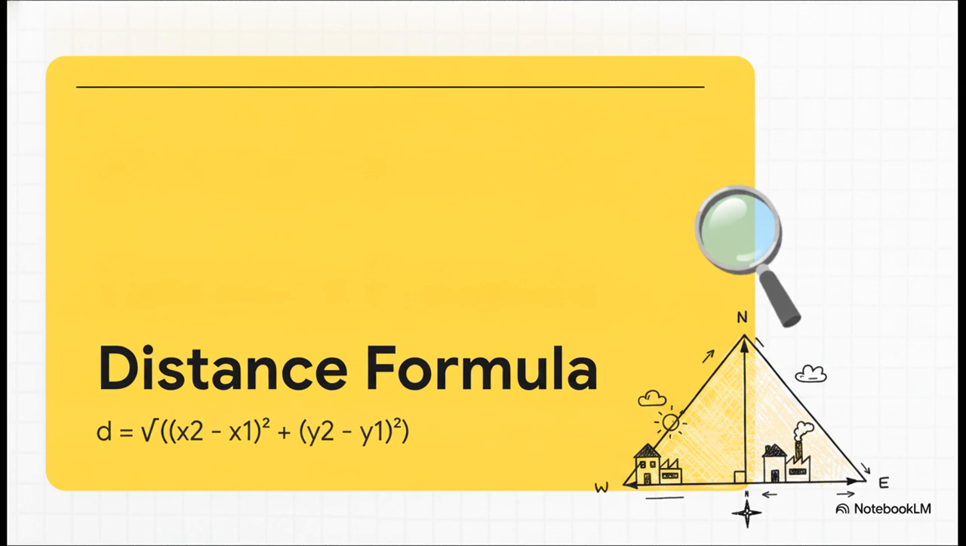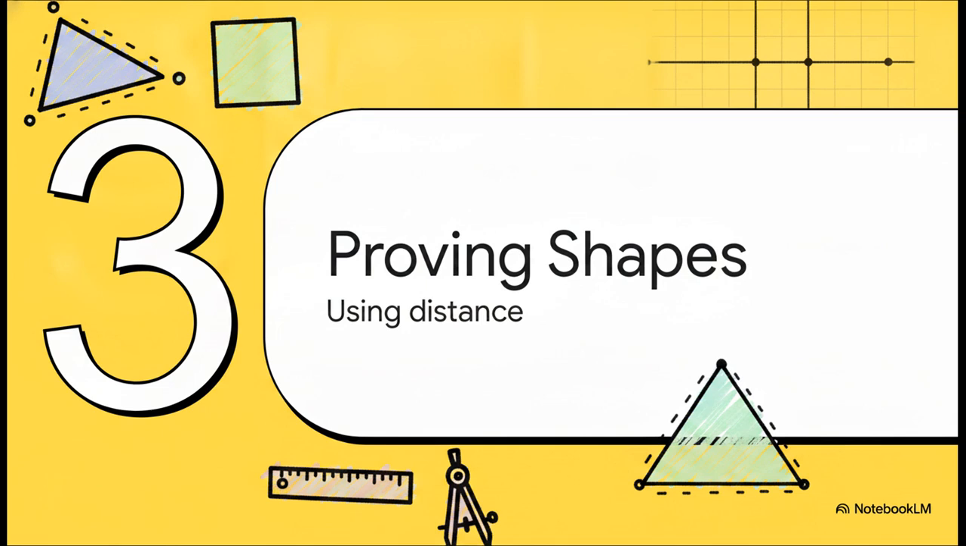The x-coordinates give you the base, and the y-coordinates give you the height. Applying this to our two towns, that 36 kilometers east and 15 kilometers north simply becomes the base and height of our mathematical triangle. Let's transition into Section 3, Proving Shapes Using Distance.